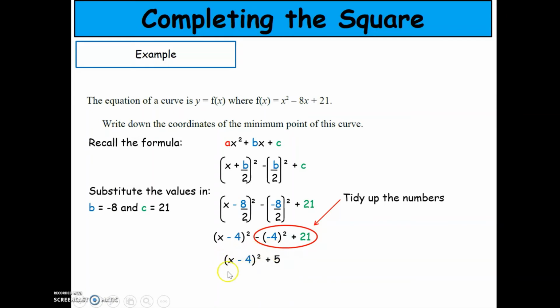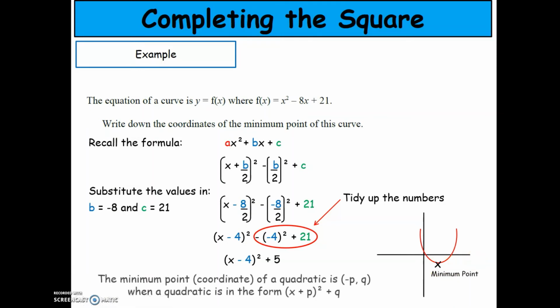So how can we now identify the coordinates of the minimum point? The minimum point of the curve, we know it's a quadratic, a positive, a smiley face, the positive quadratic, because the coefficient of x squared, which is 1, is positive. So we know we have a minimum point in this case. So what are going to be the coordinates of the minimum point? The minimum point of a quadratic is minus p, minus b, and q.